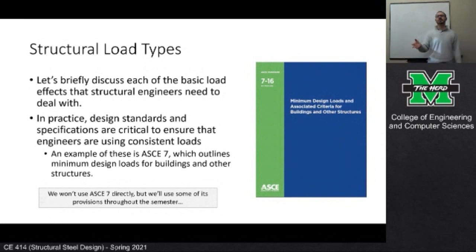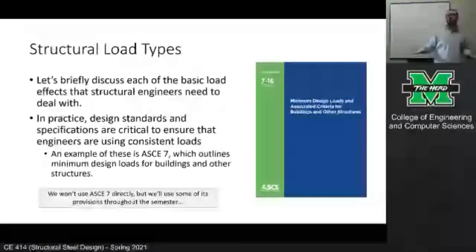Like, for instance, if you're designing a building in Huntington, West Virginia, what's the snow load? Do you know what the snow load is? Without some agreed upon standard, Harrison might use a different snow load than Trevor. Trevor might use a different snow load than Gordon. Gordon might use a different snow load than Zach, and so on and so forth. The standard ensures that we're all utilizing a common approach when designing.